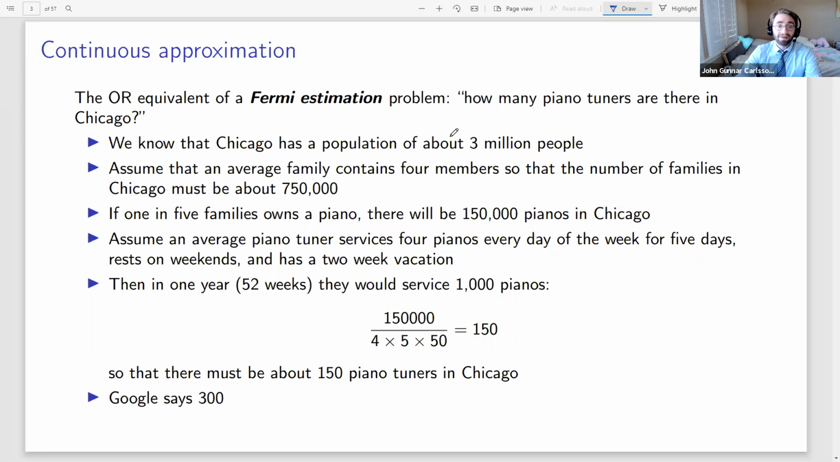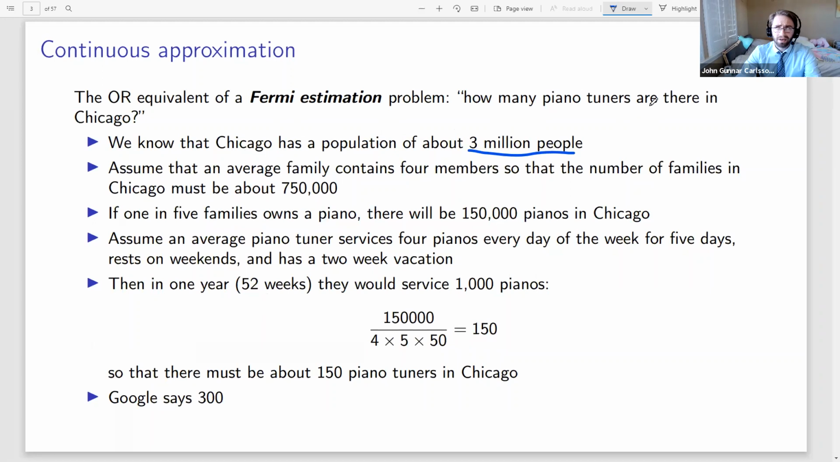So it's not hard to figure out that Chicago has about 3 million people in it. And you could say, okay, well, let's say an average family has about 4 people in it. And so give or take, the number of families in Chicago is about 750,000. And we'll say, well, how many families own a piano? Say maybe 1 in 5.